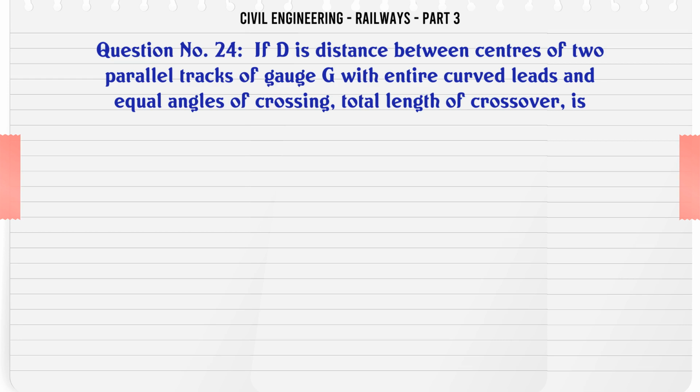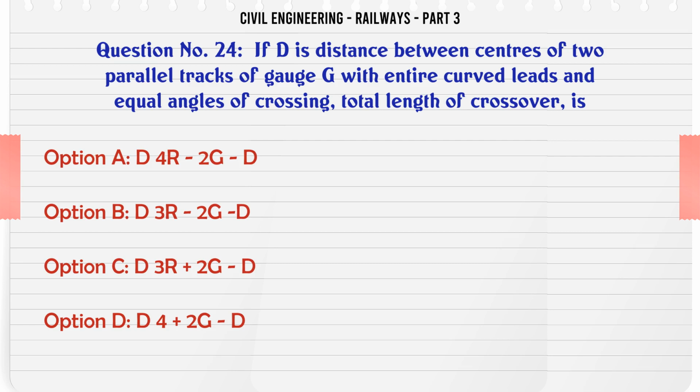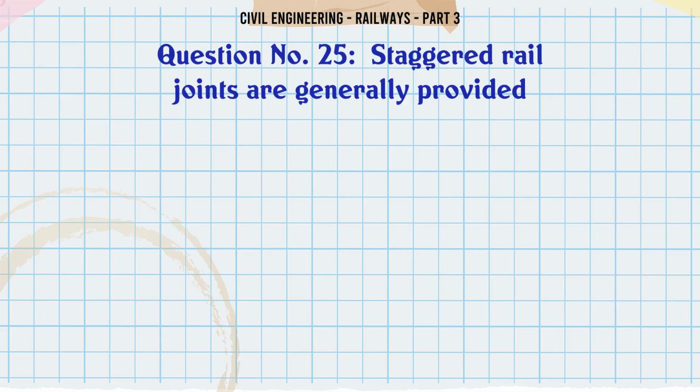If D is the distance between centers of two parallel tracks of gauge G with entire curved leads and equal angles of crossing, the total length of crossover is A. D4R2GD. B. D3R2GD. C. D3R2GD. D. D42GD. The correct answer is D4R2GD.